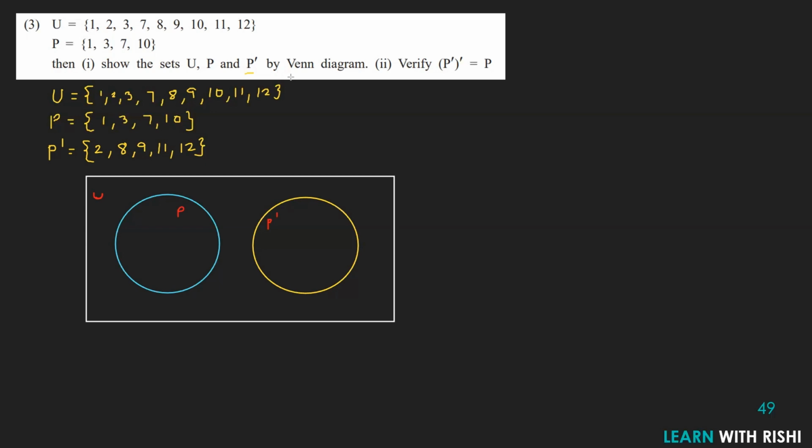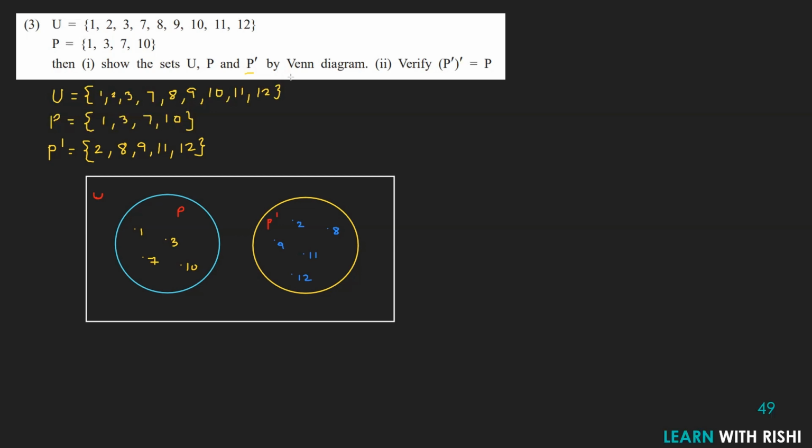First we'll fill the set P. In set P we have 4 elements: 1, 3, 7 and 10. And in P complement we have 5 elements: 2, 8, 9, 11 and 12. If you observe the universal set, all its elements are present in set P and P dash respectively. So we are not going to write any other element inside the rectangle. They are already included in the subsets. So this is our Venn diagram.